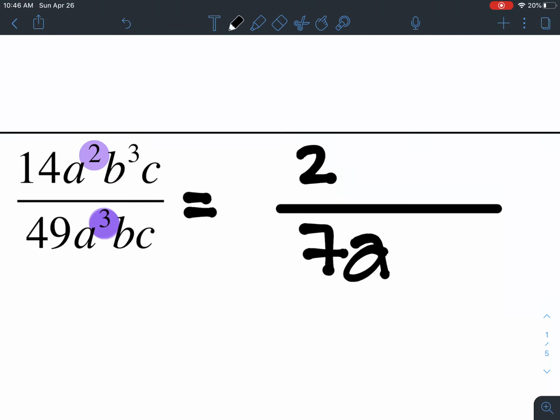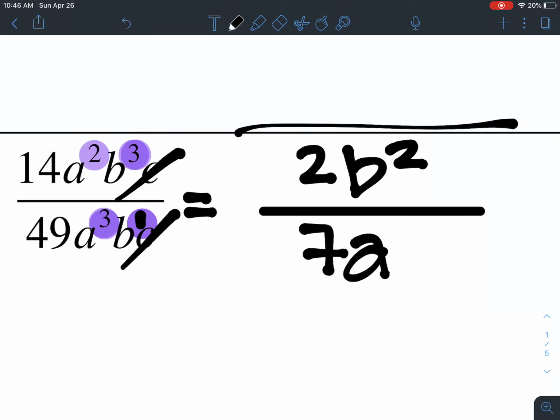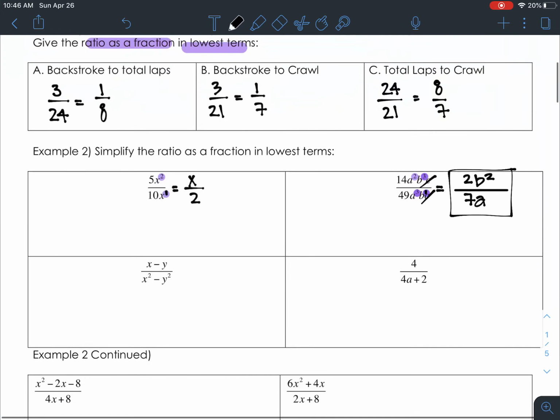Let's look at the b's. So you have b to the third on top, 1 b on the bottom, right? The b's are going to stay on the top because you have more b's on the top. So 3 minus 1 is 2, so b squared is on the top. The c's cancel out because there's 1 on the top and the bottom, okay? And so then this is your final answer.